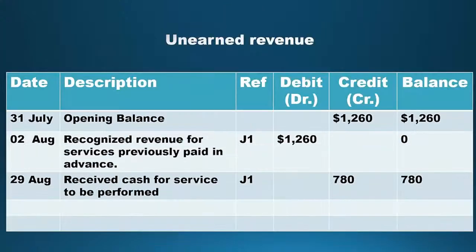We debit cash because the company has received money, and increases to assets like cash are recorded on the debit side. Unearned revenue ledger. 1. Date, the date, August 29. 2. Narrative, add the narrative, recorded liability for future services. 3. Reference, include the journal reference, J1. 4. Amount, enter $780 in the credit column. We credit unearned revenue because the company now has a liability to perform services in the future, and increases to liabilities are recorded on the credit side.